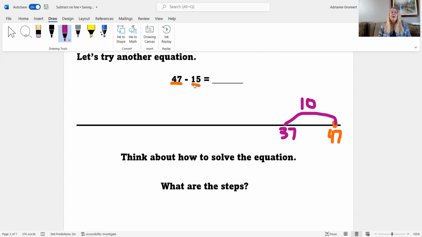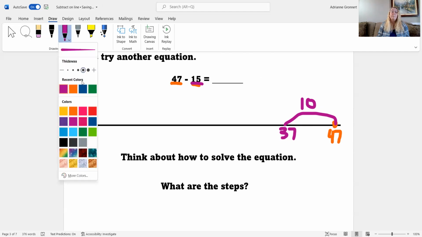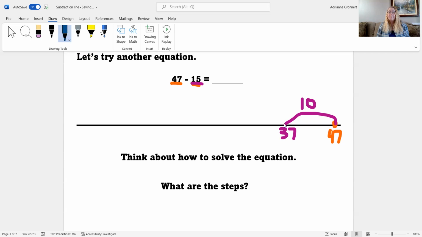Yes, I look at the subtrahend again and I see that it has 5 ones, which means I need to take 5 small jumps of 1 backward. Let's do that now. 1, 2, 3, 4, 5. Okay, so I made 5 small jumps backward. Now what? That's right. Now I need to count.